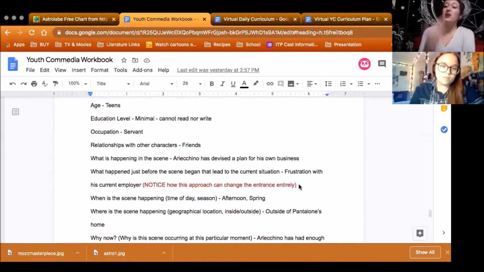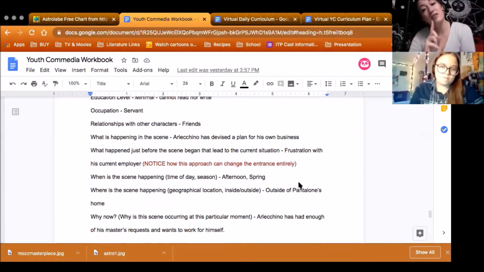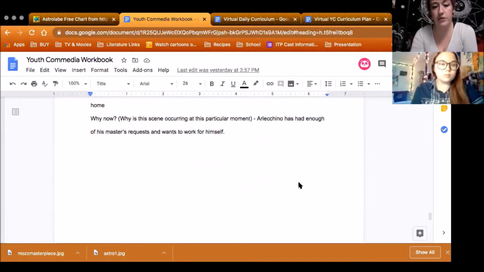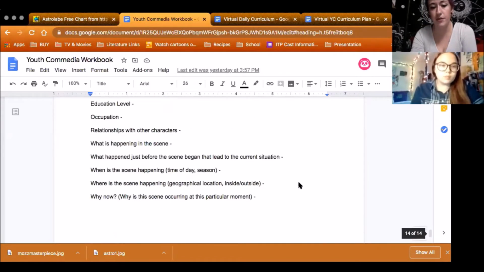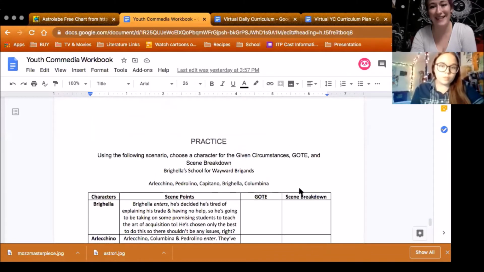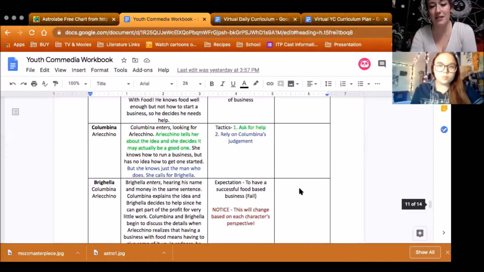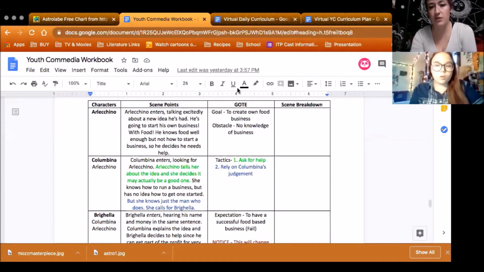Because now, if he's frustrated, Arlecchino is going to enter the scene a lot differently than having woken up from a dream of having his own business, right? So it's going to change the entire beginning of the scene and how he reacts to things, possibly his tactics, everything else. Okay, so first thing, try to discern this information from the scenario. If you can't, use logic to figure out the next steps. Okay, and I have a blank one down here for you to use as well for your homework. Yay. And then the last thing to go over is your scene breakdown.